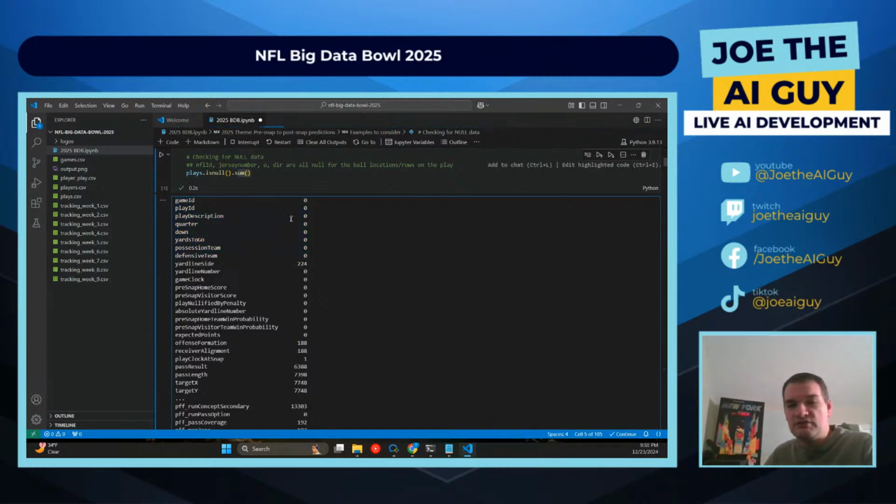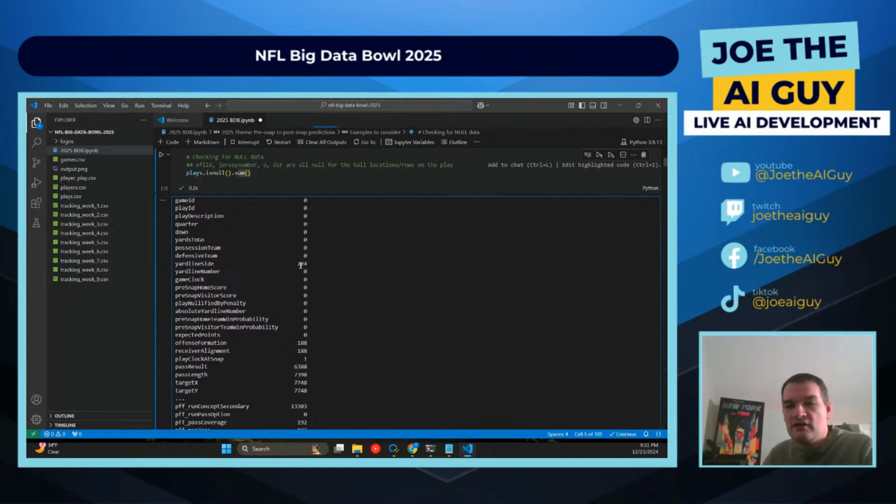So the play description was the thing I was telling you about. Like, for the example, it was Joe Burrow for an 8-yard pass to Ja'Marr Chase. The possession team is the team with the ball. Defensive team is the defense on the play. Yard line side has 224 rows that are null. This is because these are the plays that happen on the 50-yard line, and so that technically does not have a side, that is the middle of the field. And so there is no information on those plays. But for the rest of them, there's all information here.